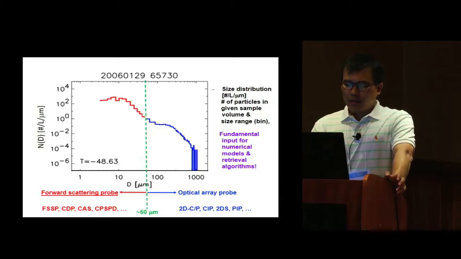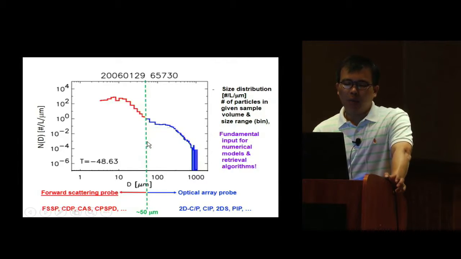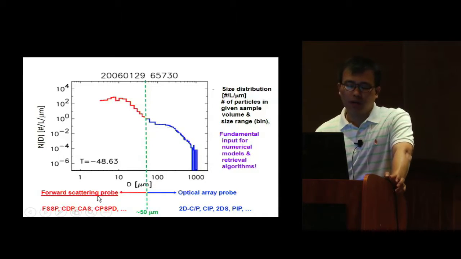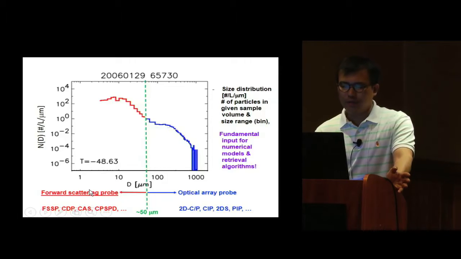For particles larger than 50 micrometers, we use optical array probes to measure particle sizes. For particles smaller than 50 micrometers, we use the forward scattering probe to measure the particle size distribution. Today, I'm focused on these forward scattering probes.